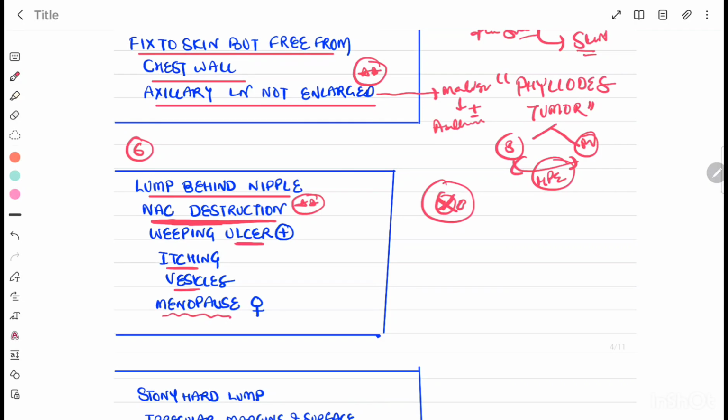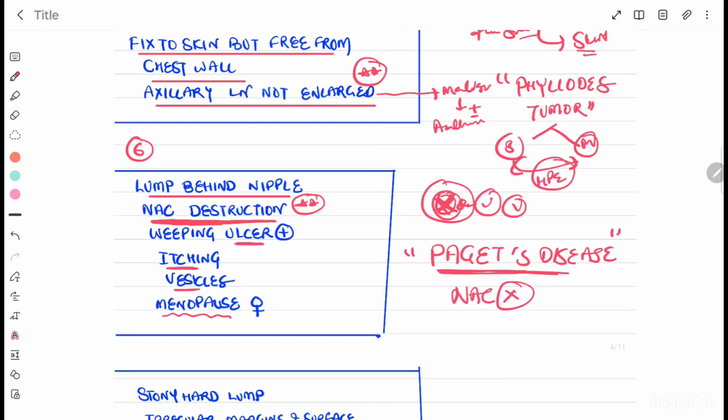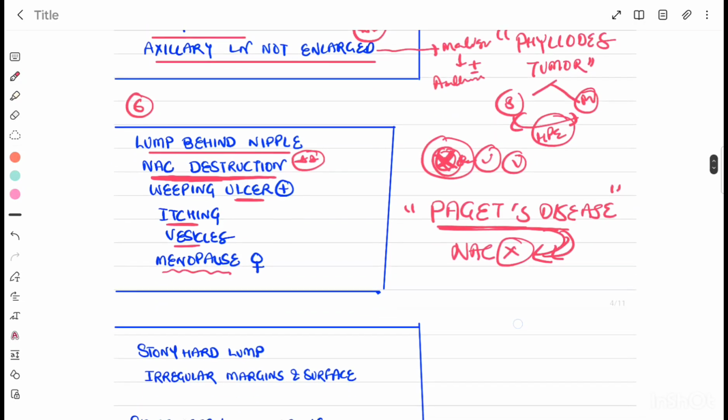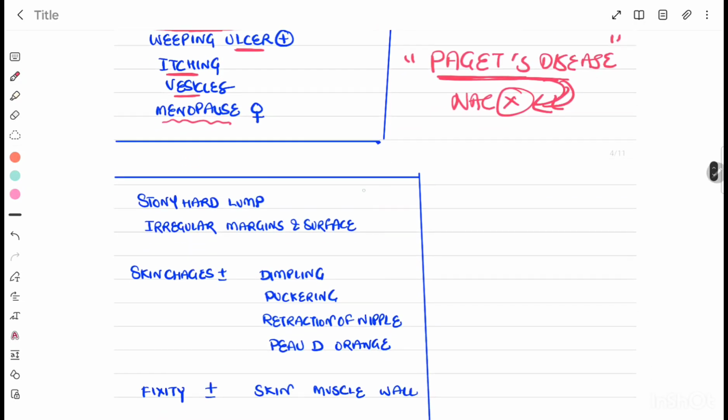So there is a swelling behind the nipple, and there is a destruction of the nipple areola complex with vesicles and ulcers over the breast. Then it can be a case of Paget's disease. So this will be a case scenario. Nipple areola complex will be gone in this case. I am going to show you all the pictures of these cases in the next slides. Now the seventh case and the last case of painless breast lump in OPD.